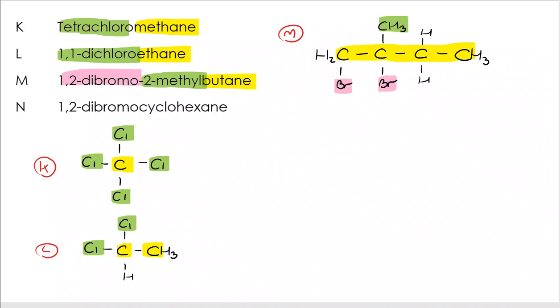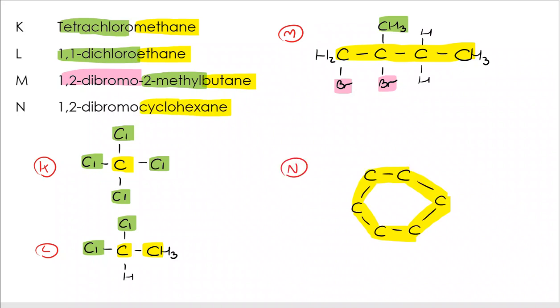And N, I have 1,2-dibromocyclohexane. So let's start with our cyclohexane ring, and I need to add my 2 bromines. Now they're going to be on the first and second carbon. You can start with any carbon being number 1, but you have to then stick to that numbering. So I've gone for these 2 here. And all I've got to do then is fill in, once again, the remaining H's.